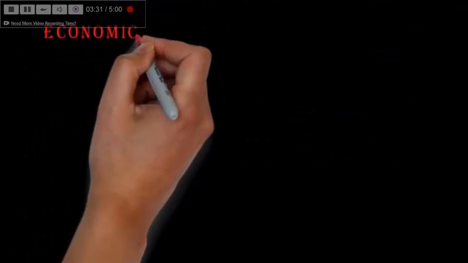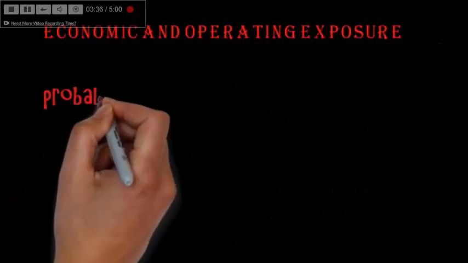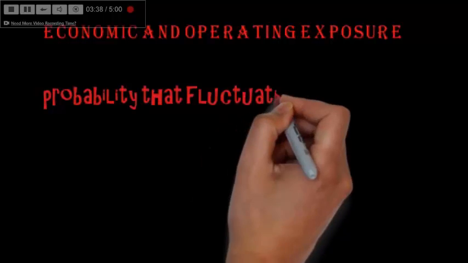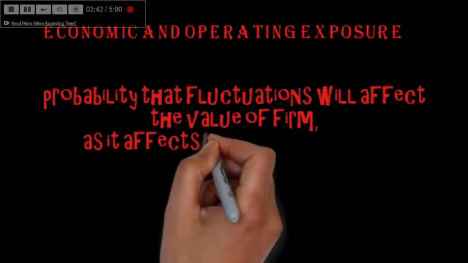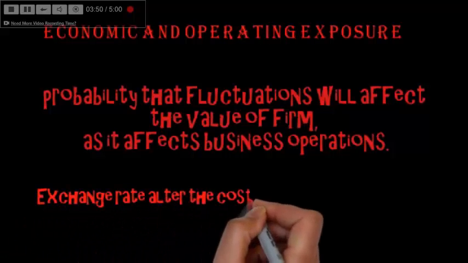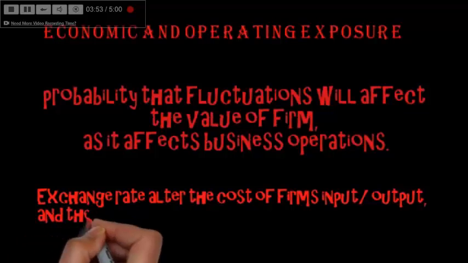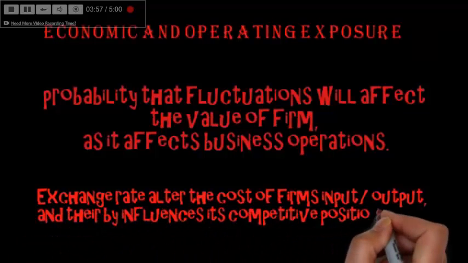Now comes the final one, economic or operating exposure, the red one. This is also a probability. All exposures are probabilities, they are contingencies. Exchange rate fluctuations will affect the value of the firm as they affect the business operations. How do they affect the business operations? The exchange rate alters the cost of the firm's inputs or outputs and thereby influences its competitive position.